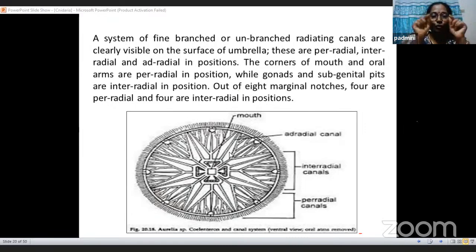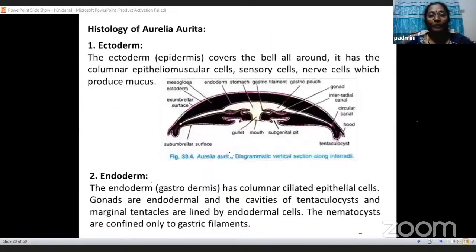And in between these two, whatever the lines are coming is an adradial canal. I hope you have understood that one. Okay, so coming to histology, what do you mean by histology? I am going to talk about the internal structure of the Aurelia.